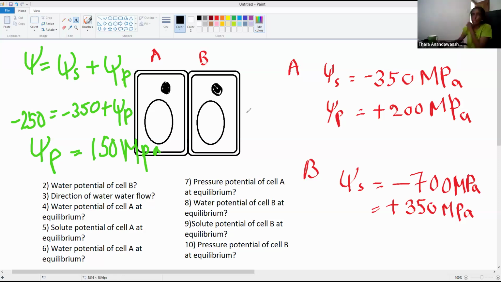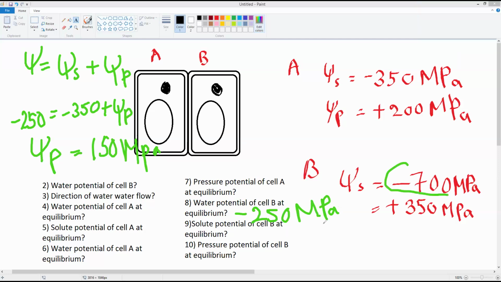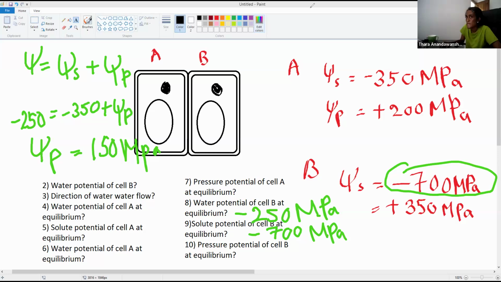Then regarding cell B, the things asked are these. The water potential of cell B is again minus 250 megapascals, which is the same as A. Then the solute potential of cell B at the equilibrium is minus 700 megapascals, not changing from before. Psi p, it should be 100, not 150, my calculation error. 350 minus 250 gives 100. Right, okay. Okay now?